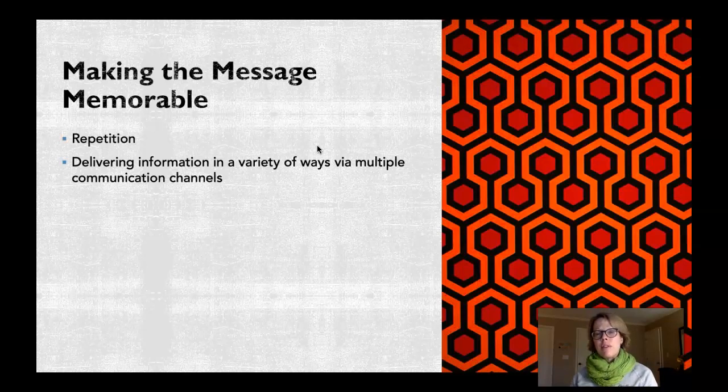And of course, you have to make the message memorable. Repetition is important. Try to use the same words and different techniques, and to be repetitive, especially when we have so much information coming at us at all times, to help your message stand out, and to deliver that information in a variety of ways, using multiple channels.